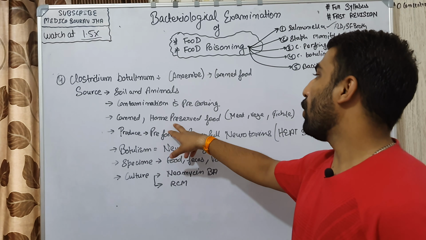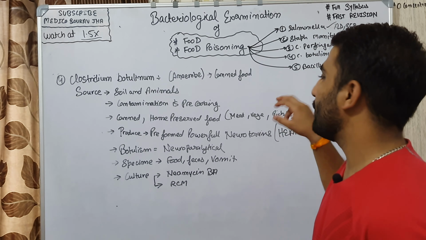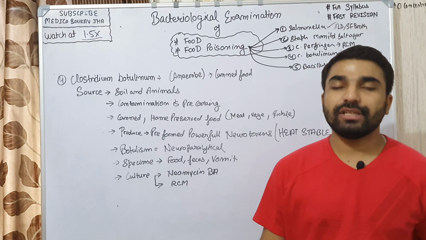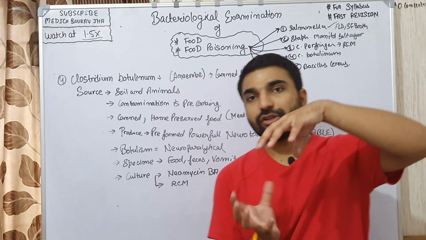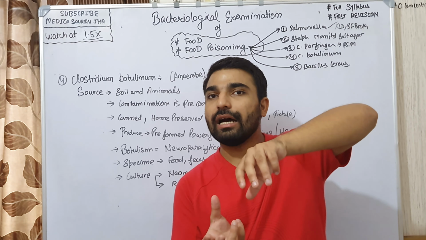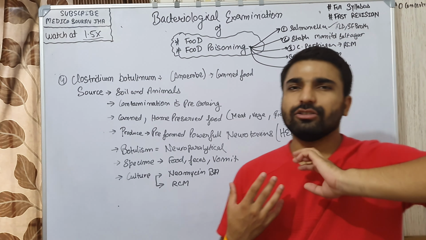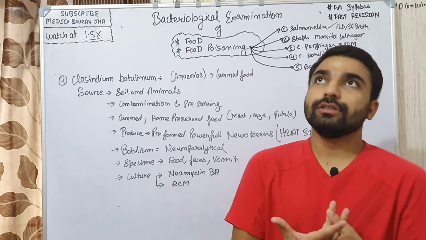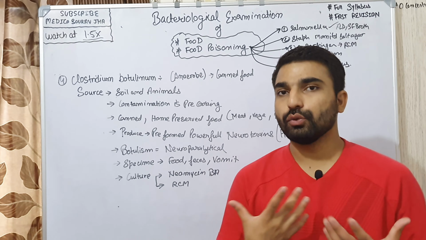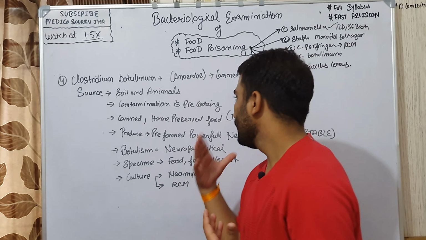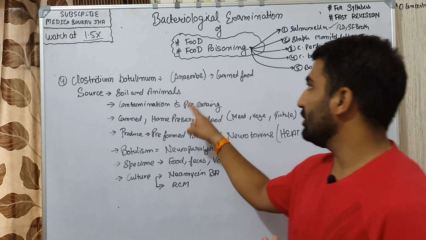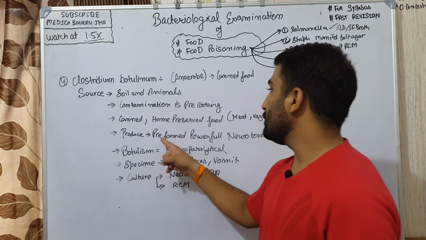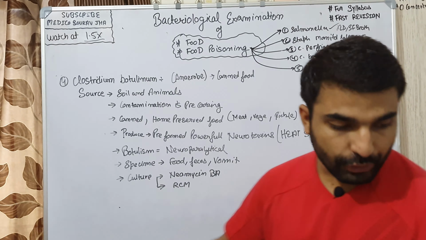These toxins are not destroyed by heating, so even pre-cooking contamination can happen. Canned food, home preserved meat, veggies and pickles. You see, the box of pickles, typically in India, has no oxygen for a very long period. After that it is finally eaten. So in that process this bacteria can grow in that medium.